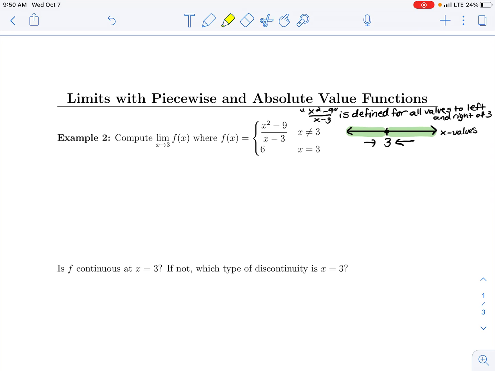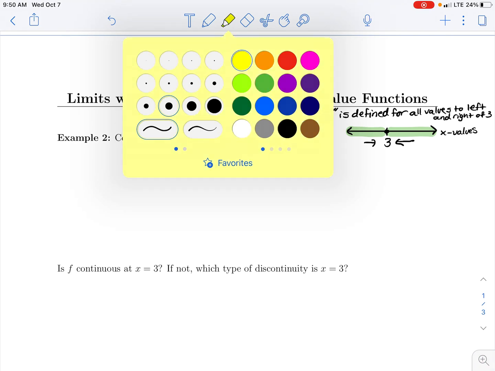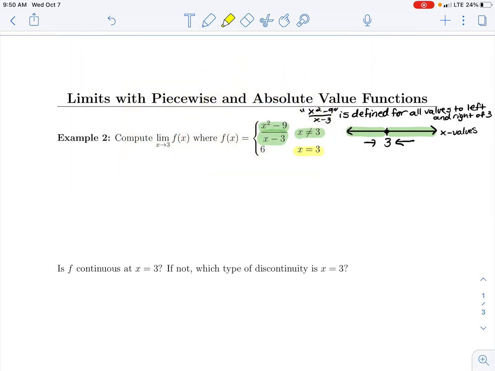Here I'm saying to use this function if x is not equal to 3. So for every other value in the real numbers except 3, I would be using this function, which is x squared minus 9 over x minus 3. But at the point x equals 3, I'm going to use 6.